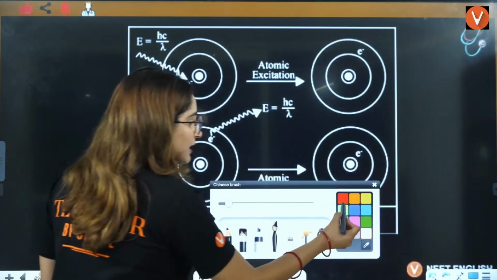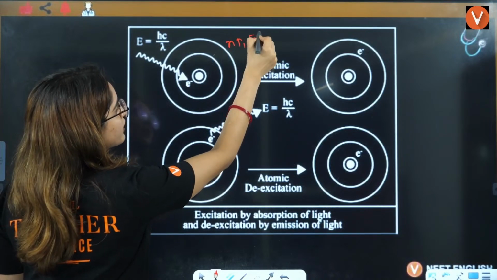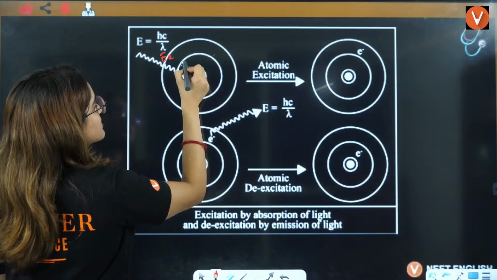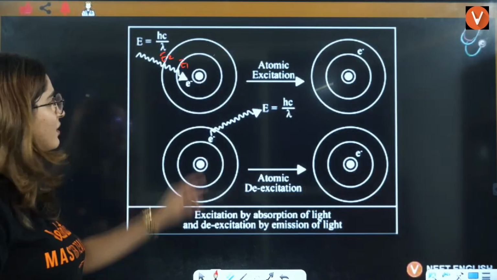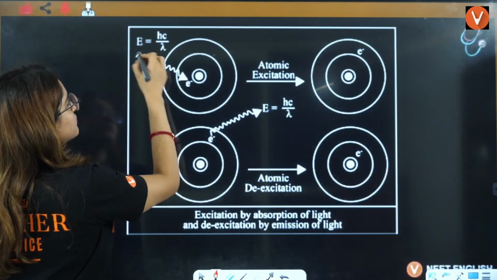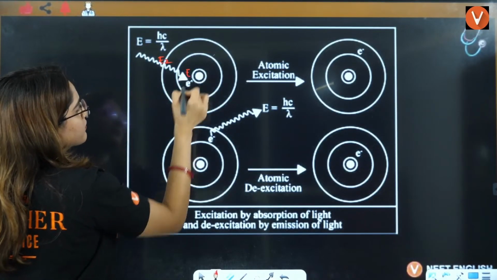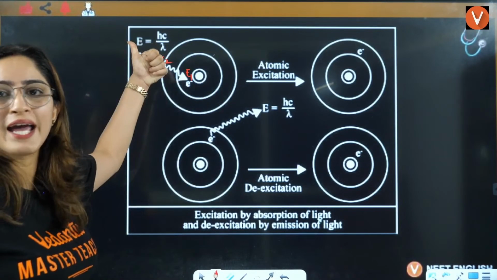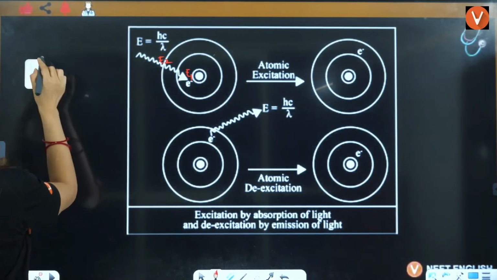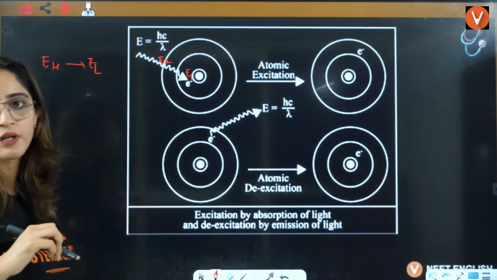So we know that as n increases, energy also increases. Let's say this is E2 and this is E1, the energy of, let's say, the first orbit. It is moving from some higher orbit to some lower orbit. Now, when it is moving from the higher orbit to the energy of the lower orbit, right?